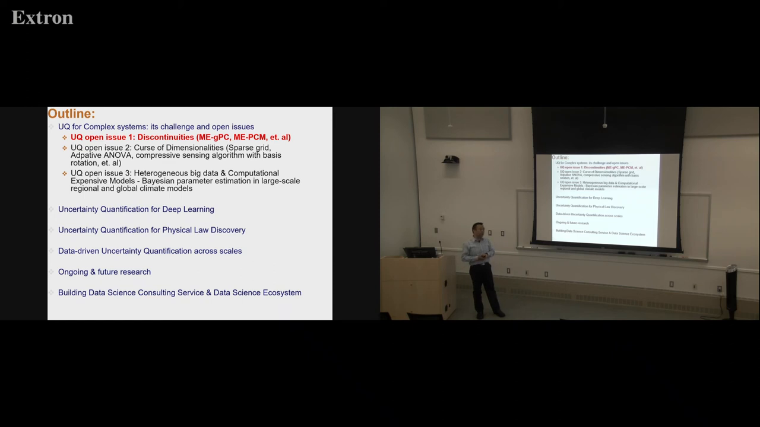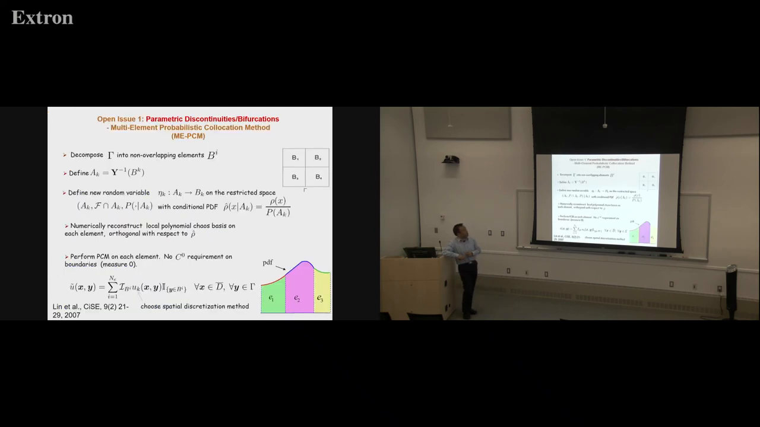Think about it: if you want to do a Fourier expansion of a step function, you encounter the same problem. You need many, many terms to resolve the step function. The same thing applies here because this is a spectral method, so you will have similar issues. To resolve the discontinuity issue, we developed the so-called multi-element probabilistic collocation method and also the multi-element generalized polynomial chaos approach. The idea is you chop the domain with the discontinuity into several parts, multi-element.